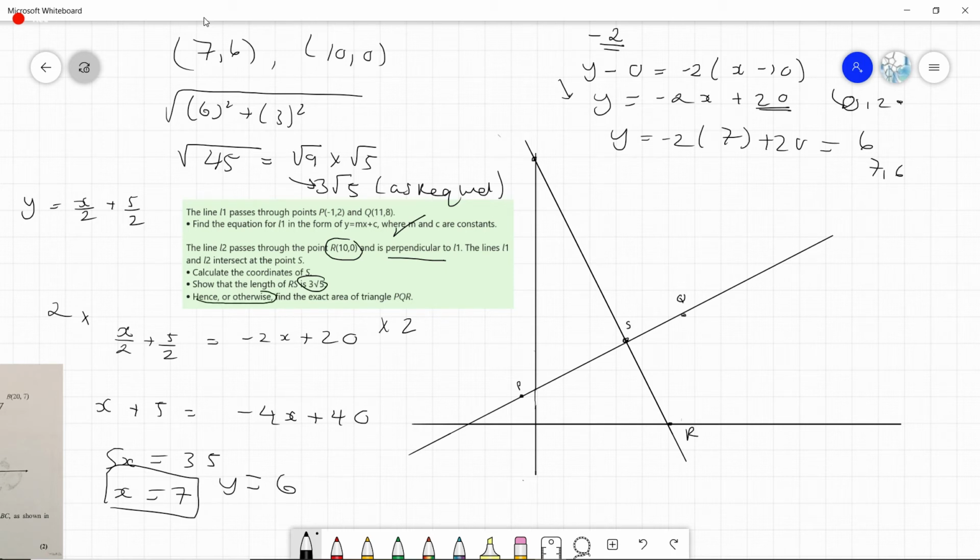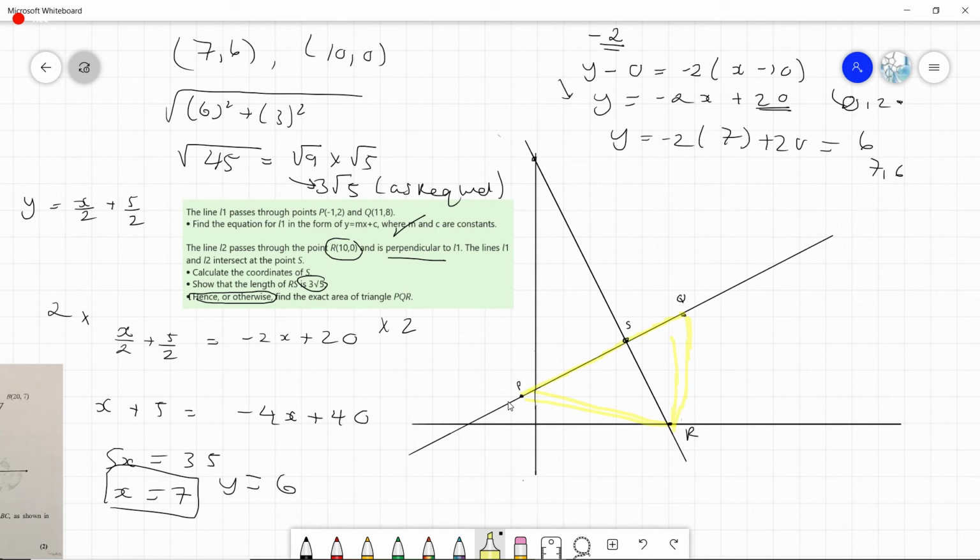Then it says hence or otherwise. Hence or otherwise, very, very important. It means using what you did in the above, find the area of triangle PQR. So what I do, and I advise you to do that, is get yourself a highlighter. Okay, PQR is here. I highlight the triangle PQR. So I'm highlighting PQR, going down from Q to R, and going down from here. So it's basically this triangle here.